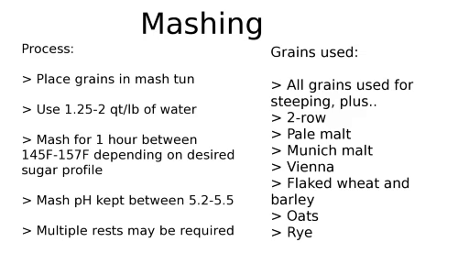For the grains that we use in mashing, all the specialty grains that were listed earlier are included, plus all of these base malts and adjuncts. Two-row, pale malt, Munich, Vienna, and the adjuncts like flaked wheat and barley, oats, and rye.